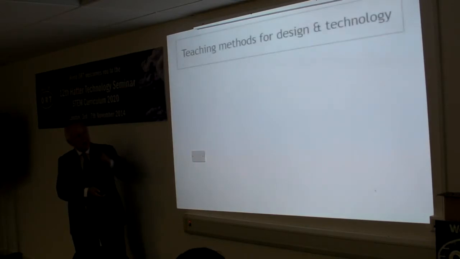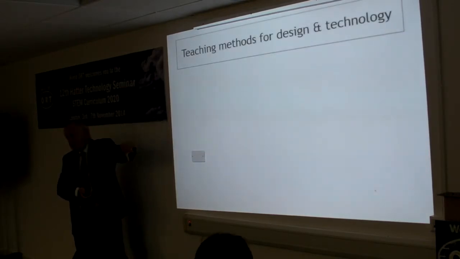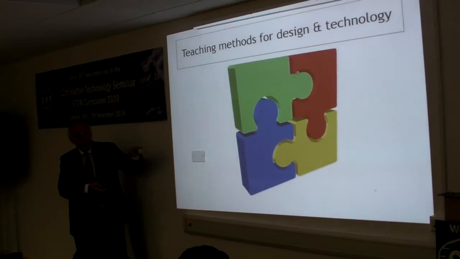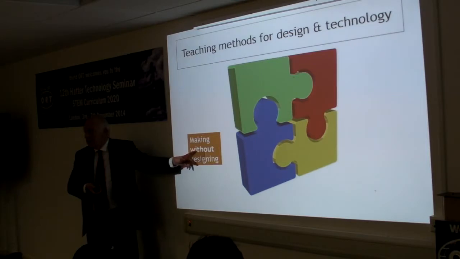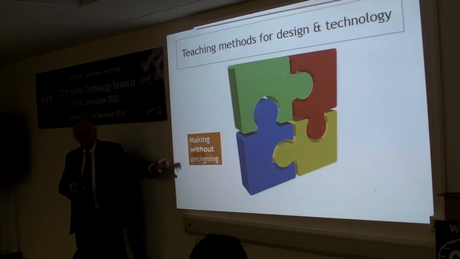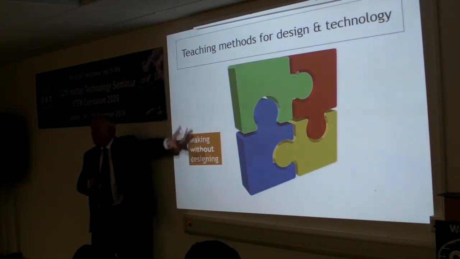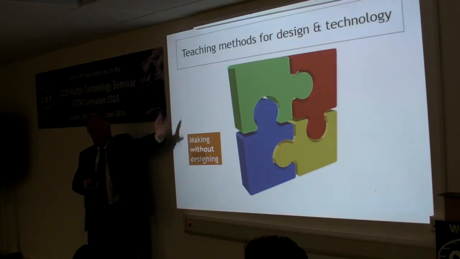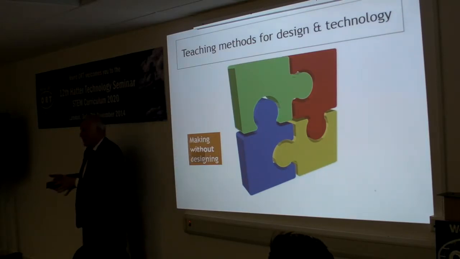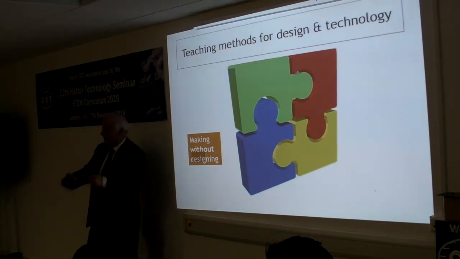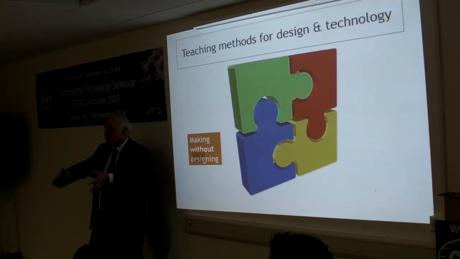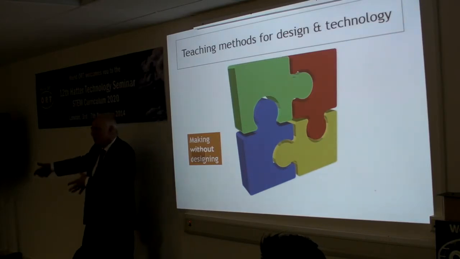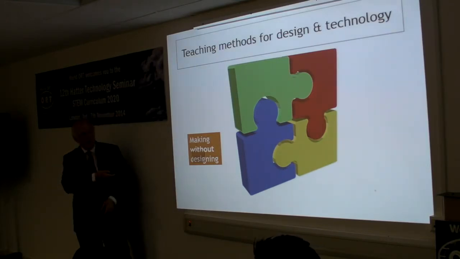If I go on to the teaching methods which we use in design and technology, we've got 4 main ones. One is you can make things without design. You could get children to make things related to a disruptive technology. Some schools, when 3D printers started to come out, bought a 3D printer kit and the children made the 3D printer. I think that's quite an extreme example, but you could imagine making without designing.